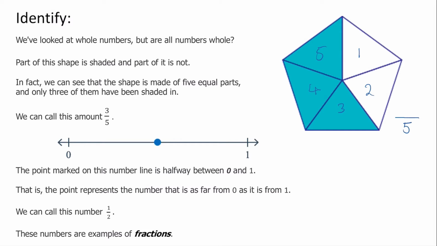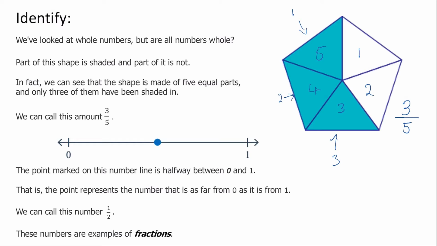If we were then talking about how many of those pieces were shaded, we would look at them and we would see there is 1, 2 pieces and then a third piece here. So 3 pieces would be our numerator, the number at the top. So we would be able to say that the fraction of this shape that is shaded is 3 out of 5 pieces.